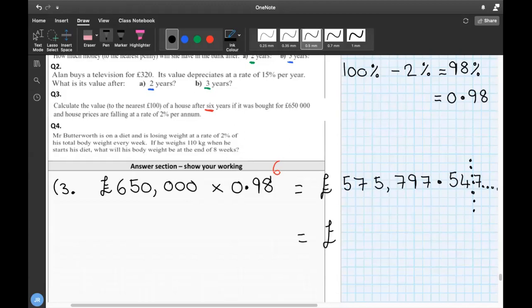Final answer then, once we've rounded it, we've got 575,797 pounds. It's 5 and above, give it a shove. That means that 7 will give the 4 a shove, and it'll move it up to a 5.